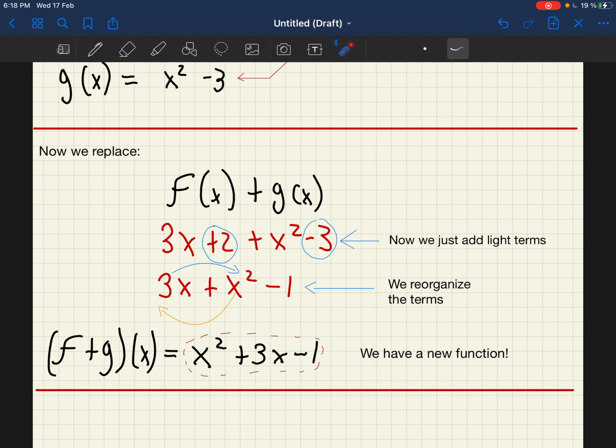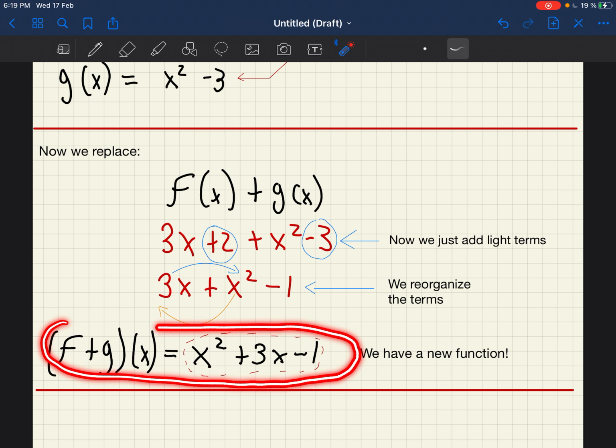In this case, we'll have to switch the terms in order to make it more organized. First the x squared, then the 3x, and then minus 1. And the result will be f plus g of x is equal to x squared plus 3x minus 1.